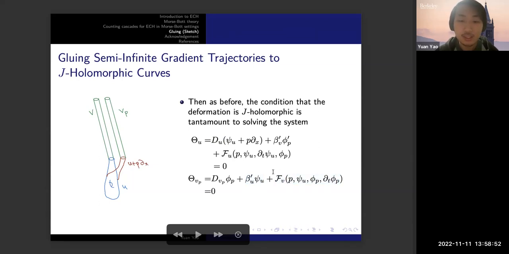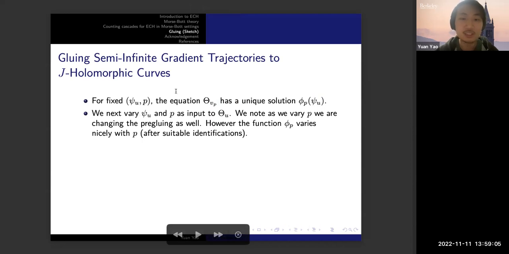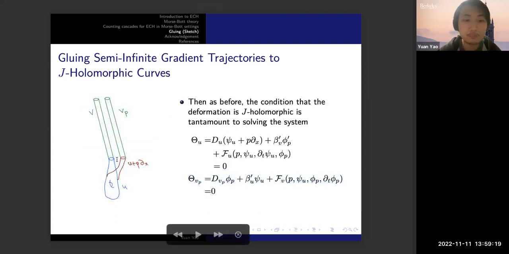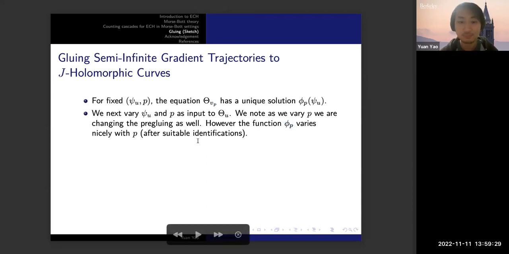So what am I going to do? For fixed psi U and P, the equation theta VP has a unique solution that depends on P and psi of U, using the contraction mapping principle. So this gives a solution to theta VP. We next vary psi U and P as input to theta of U. Note as we're varying P, we're changing the pre-gluing. So we're moving in a one parameter family of pre-gluings, but that's okay. After some parallel transport, you can identify all of these functions together with psi P.